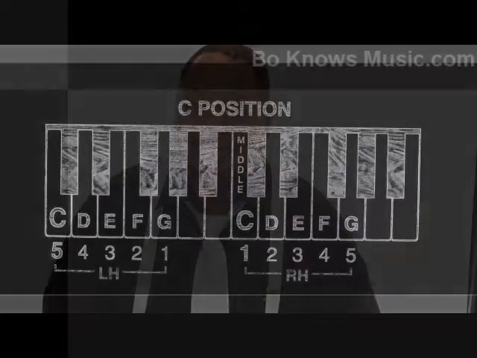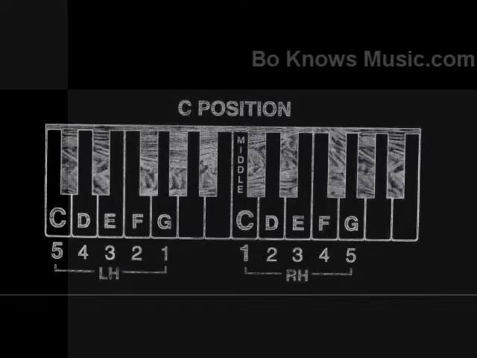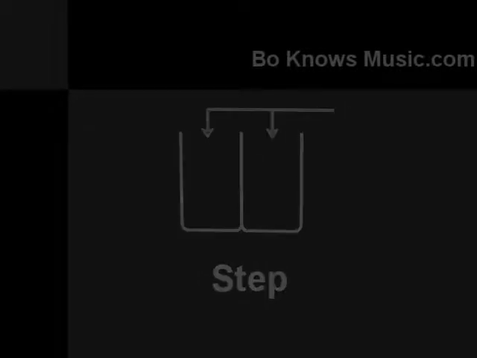Now, what is a position? Well, a position is when we have 5 consecutive notes. So I said C position, so that would be C, D, E, F, and G. That is C position. Now let's look at Beethoven's Ode to Joy. That will utilize the 5 notes of C position. So we can say that Ode to Joy is in C position. It's going to use C, D, E, F, G. When we move from one note to the next, that is called a step.